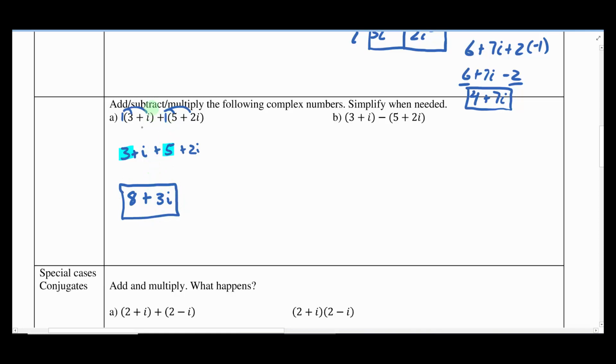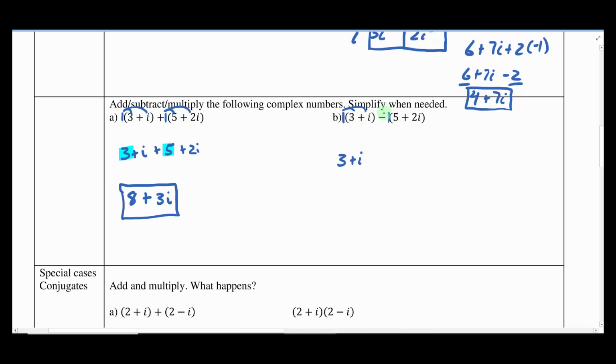Okay. So now we come over here. It's the same exact problem. Only difference is they have changed it to subtraction. So we apply that same principle, right? We have the ones out front of the parentheses here. We distribute a 1 into the first one. So we get 3 plus i. Nothing changed with that one.